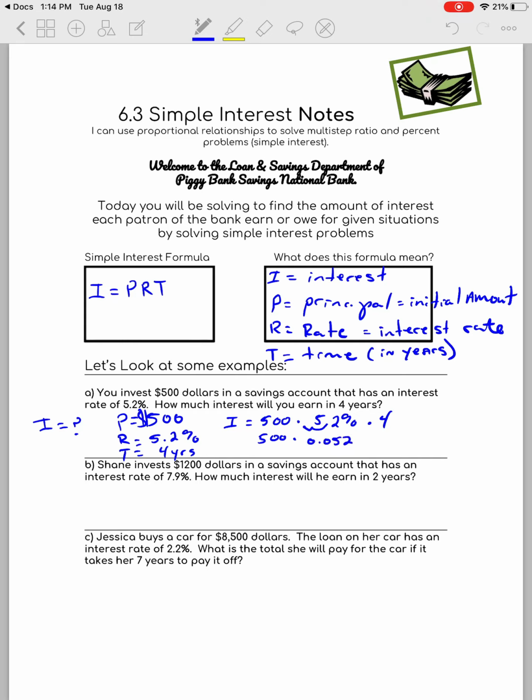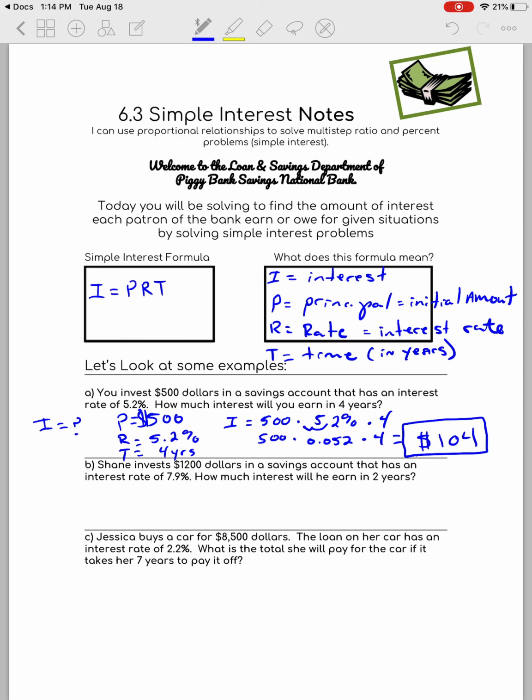So 500 times 0.052 times 4. Okay? And if we do that, 500 times 0.052 times 4, that's going to give us $104. Now, your interest you made for 4 years is $104. It's pretty decent for just throwing some money in a spot and letting it sit there. Okay, let's look at another example.